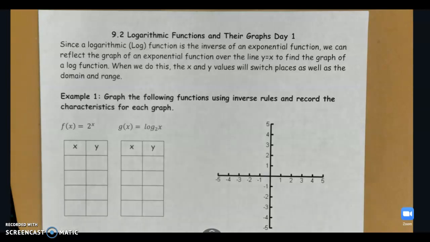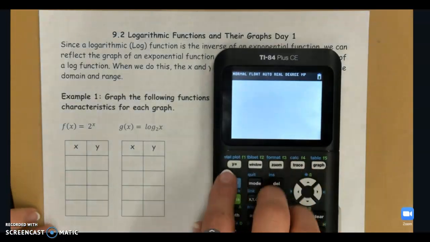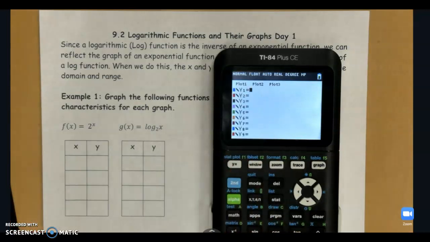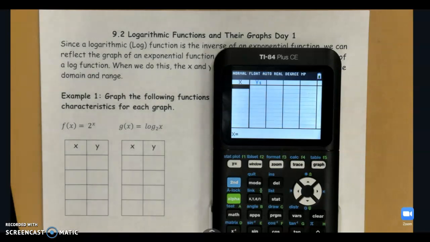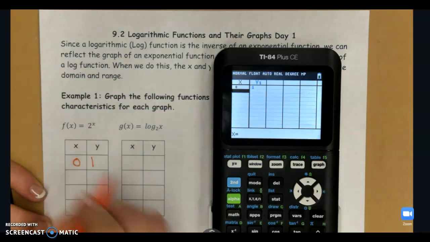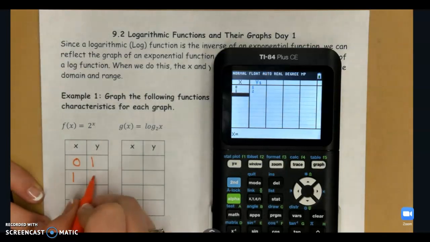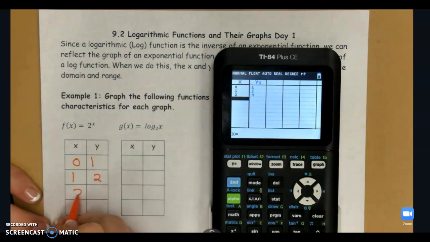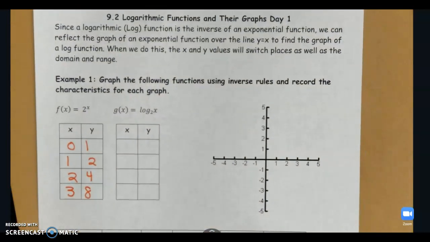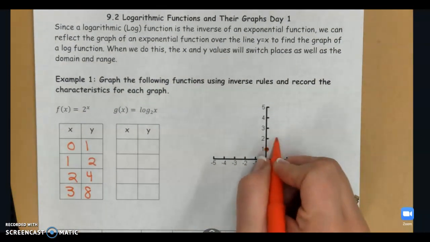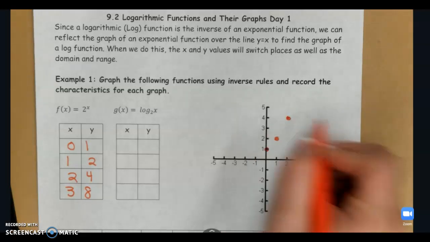So let's first refresh our memory on our 2 to the x power exponential function. On y equals, I do my 2 to the x power, and then I go to my table. Let's think about some values we want here. Let's start with 0 is a good one. So that's 0, 1. 1, 2 is another one. 2, 4. 3, 8. Okay, so those are all points on my exponential function. I'm going to go ahead and plot these, as many as will fit on my graph.